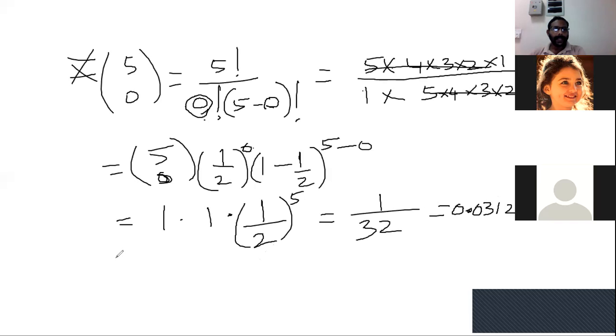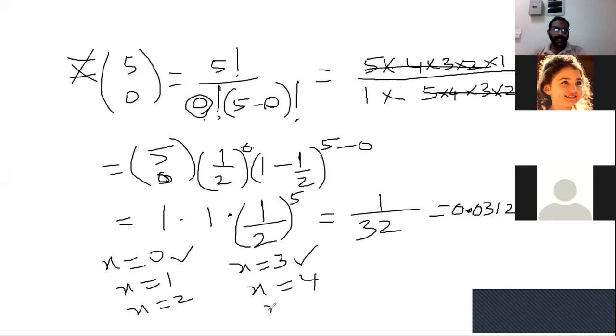So likewise, can you try the rest? When x equals 0, we have seen that. What about x equals 1? Find out. x equals 2? Find out. x equals 3? That is also we have done. Then x equals 4 and x equals 5. Now I'm going to ask a question from you all. So you'll have to do it for this and the rest.